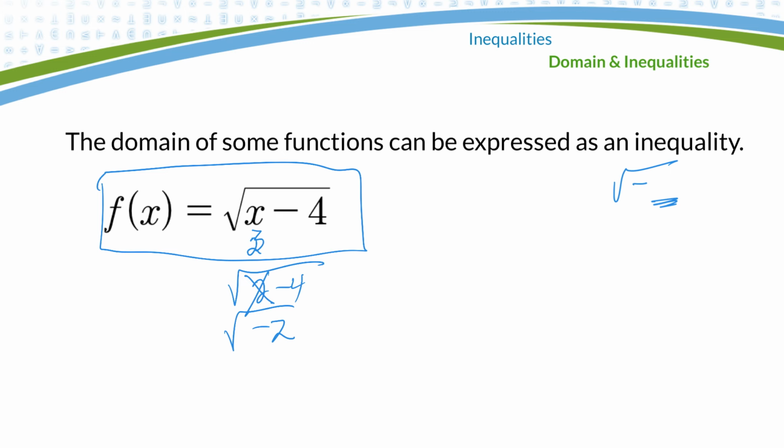So 2 won't work as a solution. 3 take away 4 gives me a negative number as well. But 4 would work because 4 take away 4 is 0, and the square root of 0 is 0. So 4 would be the first number that would work. So in terms of an inequality, you can say your answers for x must be 4, so it can be equal to 4, or any number that's greater than 4. So you could use an inequality to express the domain of that function. So x is greater than or equal to 4.